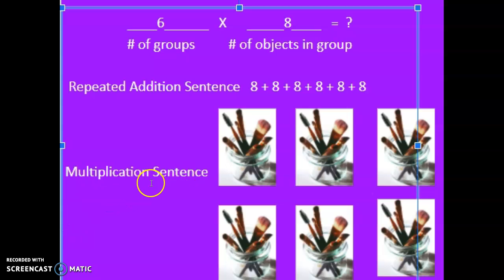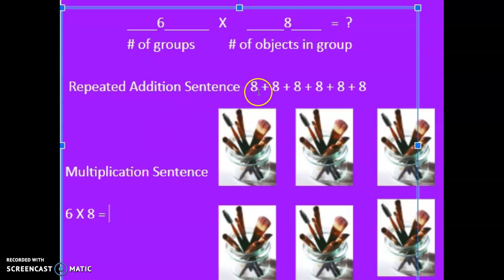And then I could also know my basic fact, which we will be working on this year. So I could just do a multiplication sentence that would represent my groups and the objects in each group. I could take the information that I did here, there are 6 groups of 8, and use that as a multiplication sentence. 6 groups of 8 would be written just like this.